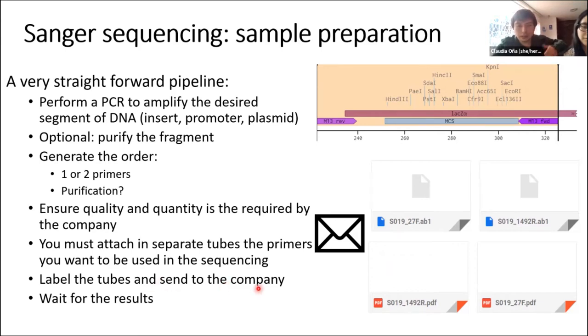The results come to us in two formats: a file in AB1 or ABI format and a PDF. The company sends you one AB1 file and one PDF per primer that you used. So if you sequenced one fragment with two primers, you should receive two files in AB1 or ABI format and two PDF files. This is very important because we're going to make an assembly in order to double check and clean the sequence, because the sequence that the company reports to us directly, the raw sequence, is not going to be fully real since it has some errors from the algorithm.